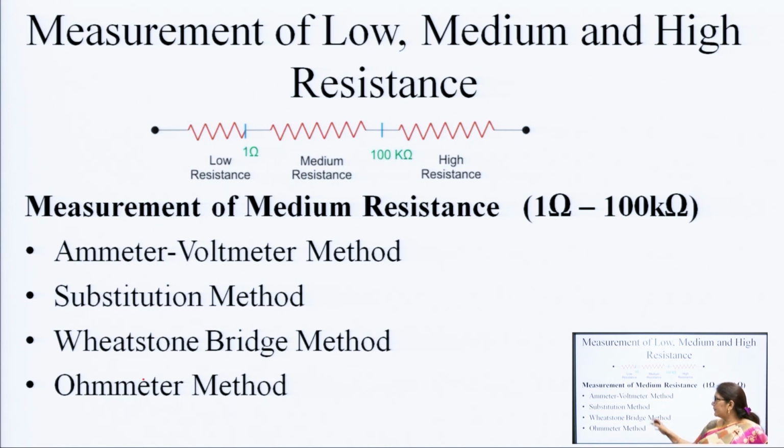I have written here 4 methods. First is the ammeter voltmeter method, second is the substitution method, third is the Wheatstone bridge method and fourth one is the ohm meter method. The ohm meter method I have already discussed in previous lectures, so I will not discuss it much here, because in an ohm meter we directly connect our resistance to the ohm meter and it measures the value. Here we will discuss the others one by one.